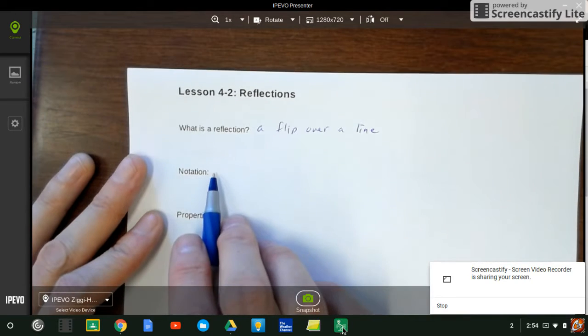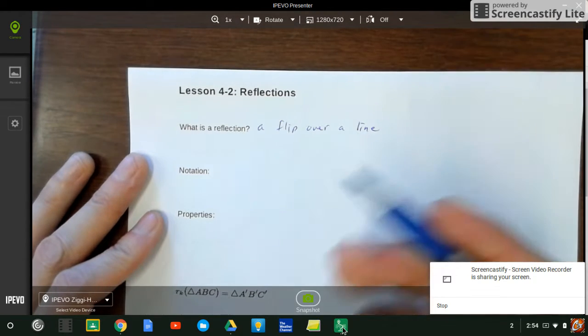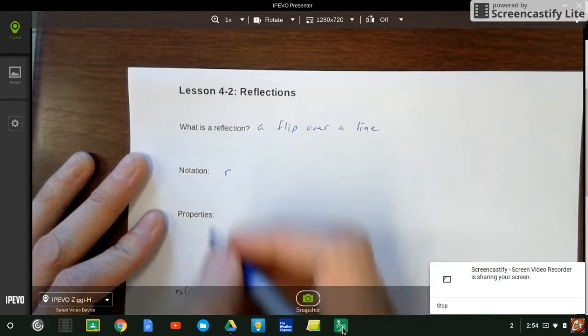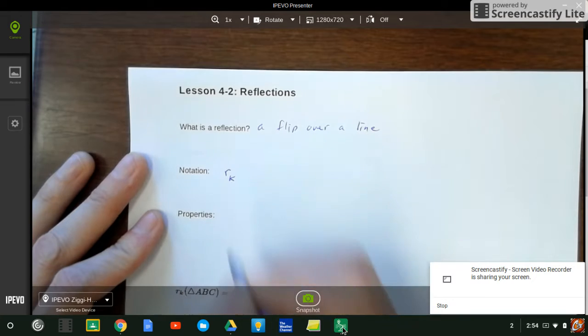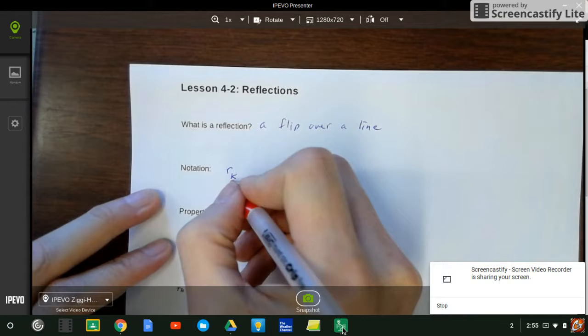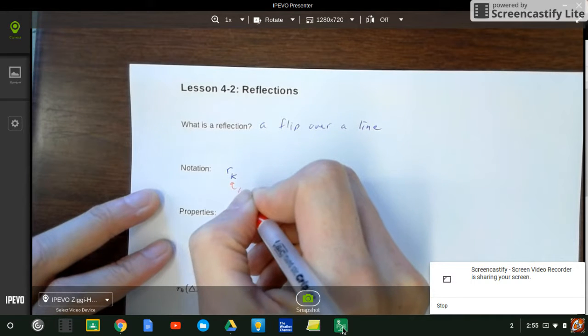The notation, because like in mathematics we have little shorthands for everything, right? We use a little r for reflections. Okay? And then down here you'll see a letter or maybe a series of letters. This tells me what I'm reflecting over. So this is known as the line of reflection.